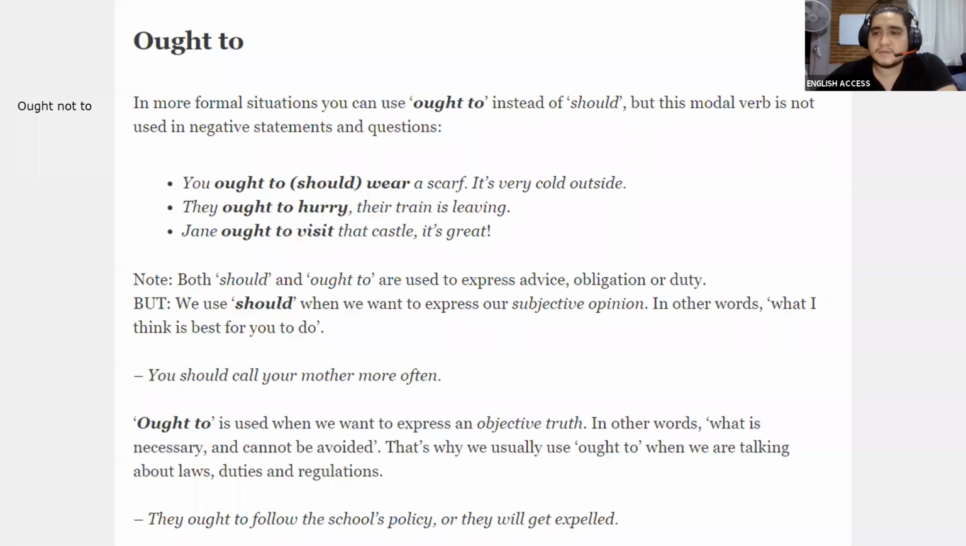And the last one, Tommy, please. Jane ought to visit that castle. It's great. Yes, thank you.